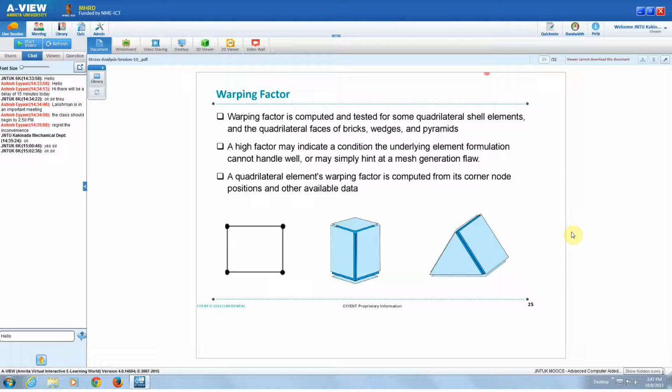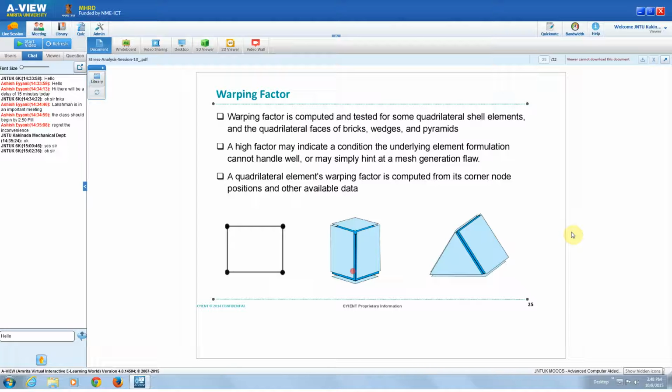So there is another shape factor which we need to check, which is the warping factor. Warping factor is computed and tested for some quadrilateral shell elements and quadrilateral faces of bricks, wedges, and pyramids. Similar to parallel deviation, this warping factor is usually checked only for quads or 3D elements which have quadrilateral faces.